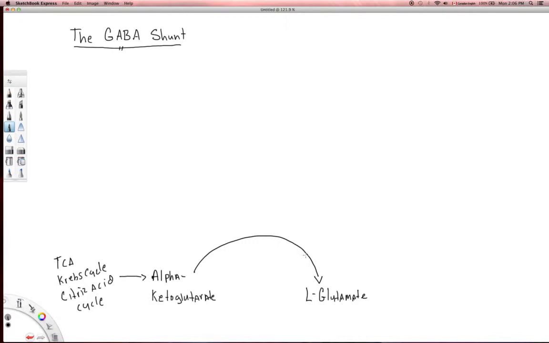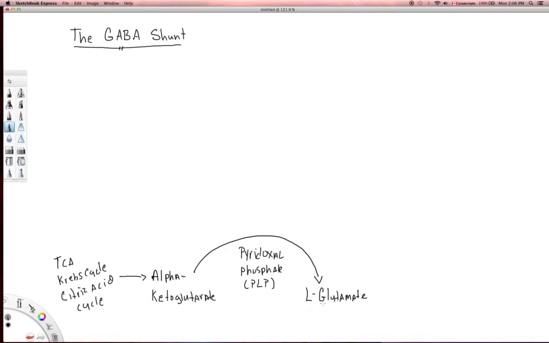Pyridoxal phosphate being one. So I will just write that there. Pyridoxal phosphate. All right. And we can just abbreviate that as PLP. So pyridoxal phosphate, PLP.